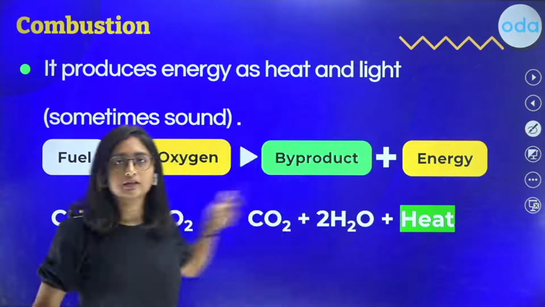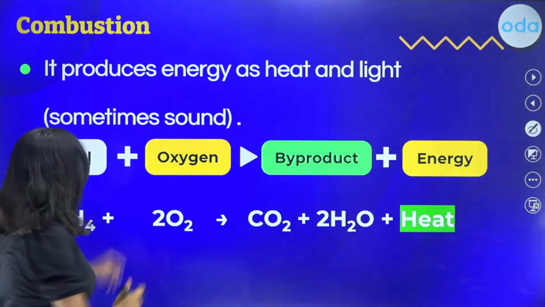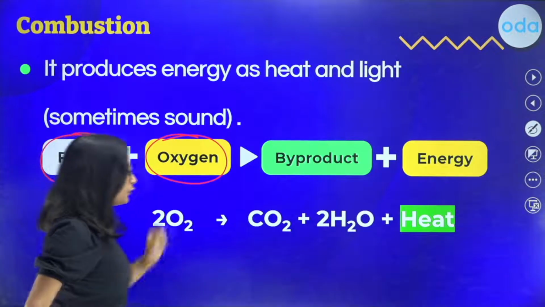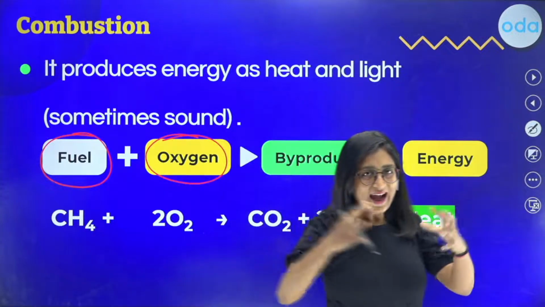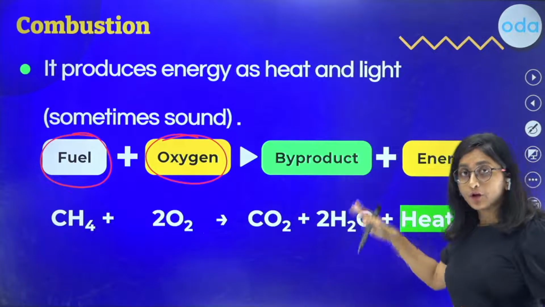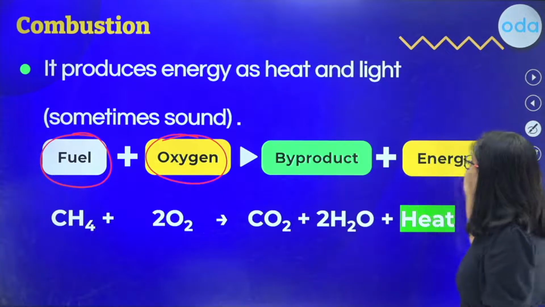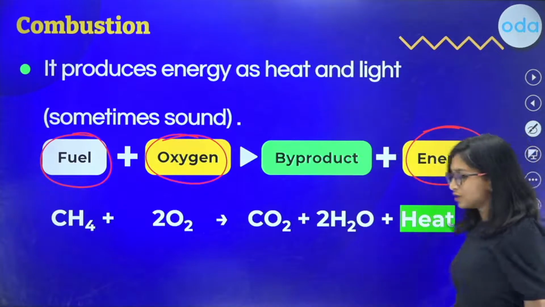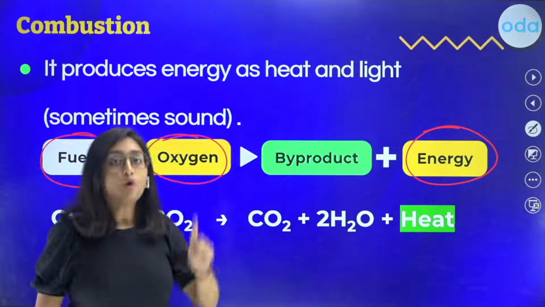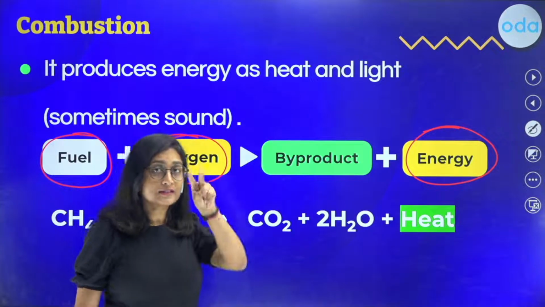When you look into this entire reaction, we are going to find the oxygen and we are going to find the fuel. Fuel and oxygen react with each other. When they react, they produce a byproduct. Along with this, there is going to be energy. Now, what kind of energy? The energy can be formed in the form of heat. The energy can also be in the form of sound.